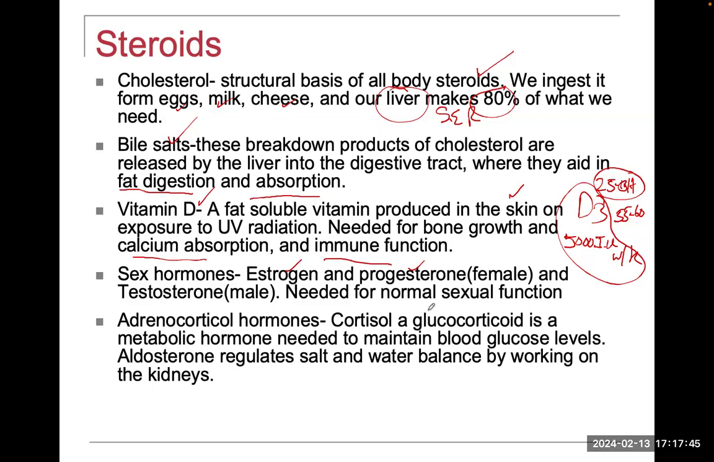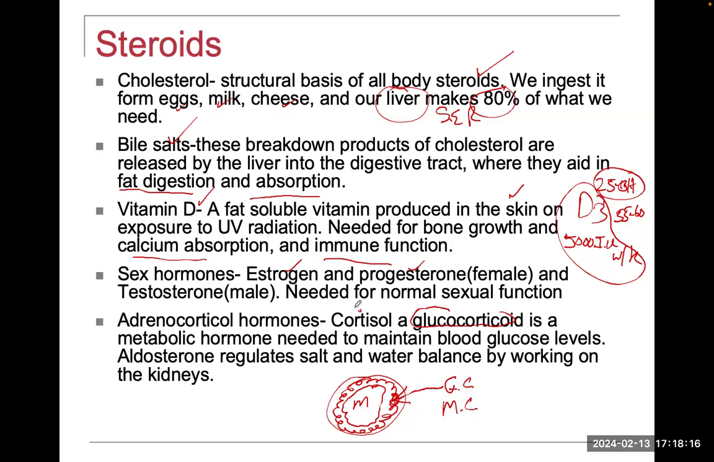The adrenocortical hormones, again, like cortisol. Cortisol is a glucocorticoid. Remember, if this is a cross section of the adrenal gland, the outer part is called the cortex. Cortex means bark, like the bark of a tree, and the inside is the medulla. So glucocorticoids are produced here, as well as mineral corticoids.